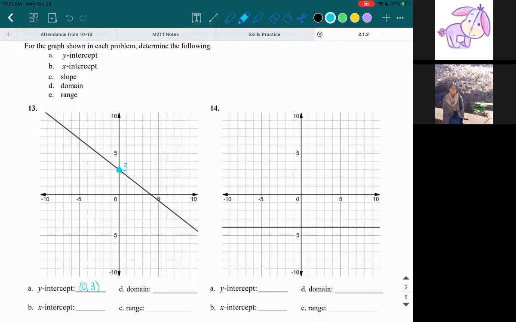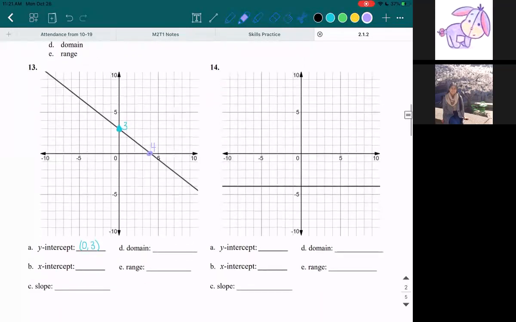Then we're moving on to our x-intercept. I'm going to do it in a different color. Our x-intercept is where your graph touches the x-axis. This horizontal line is the x-axis. So where did our graph touch that? It's right over here at 4. So you must name the point as (4, 0). Remember, x comes before y, so we have (0, 3) and (4, 0). These are our intercepts.